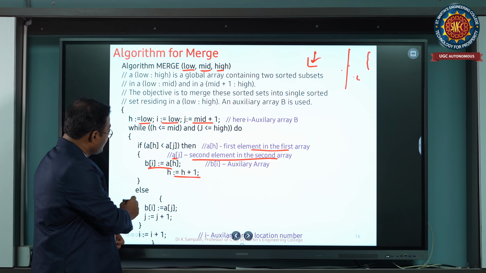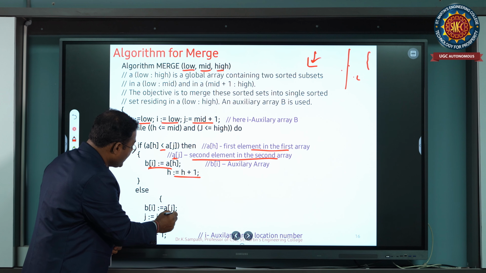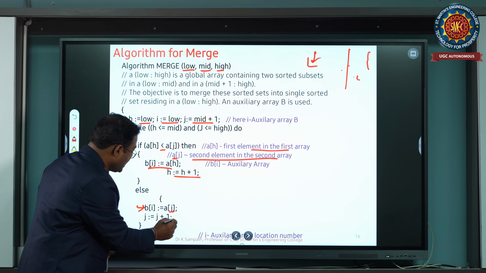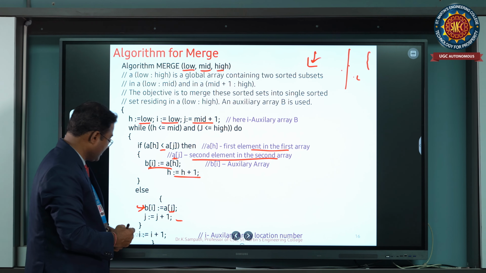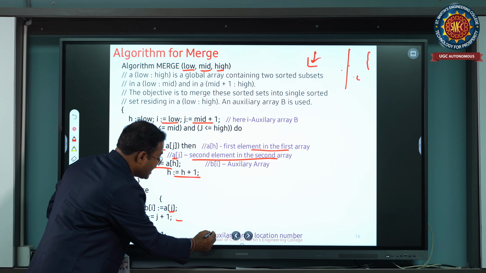Right? Otherwise, if this condition fails, then copy A of J into the auxiliary array B of I. Then increase the J position, J plus 1. Then again, this is the auxiliary array's position, I is equal to I plus 1.